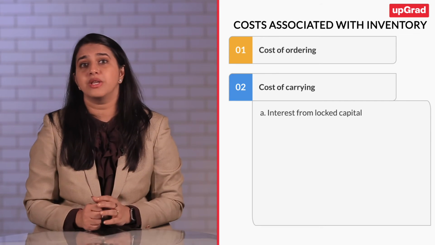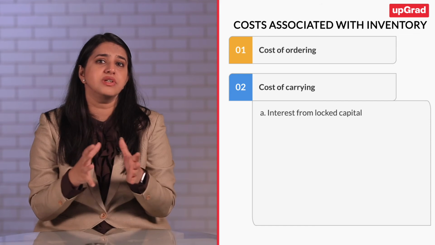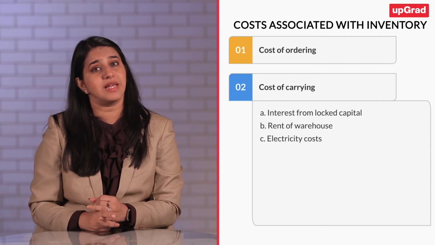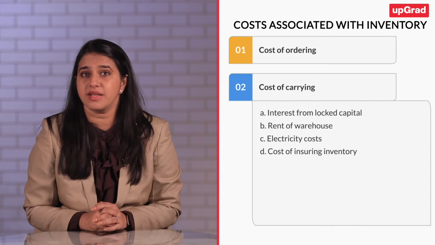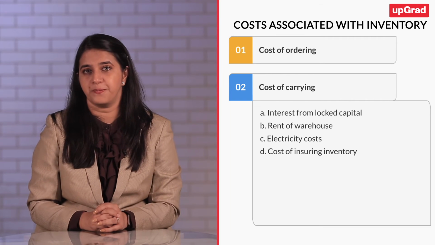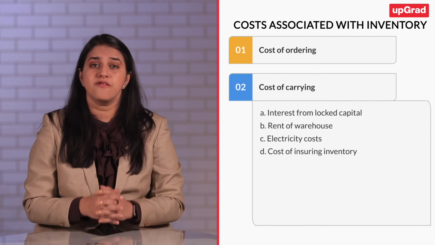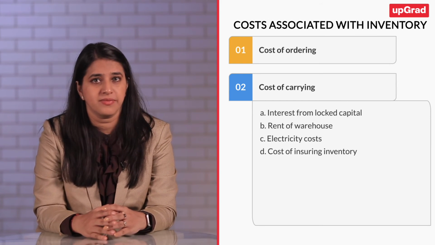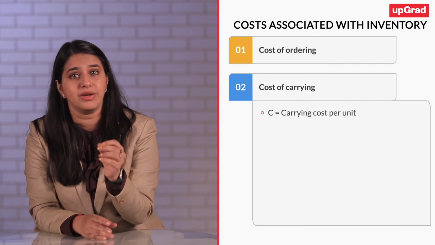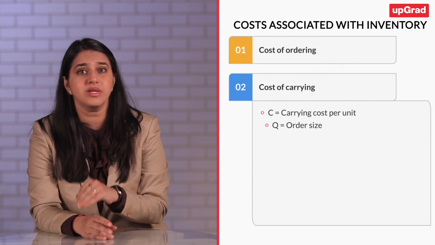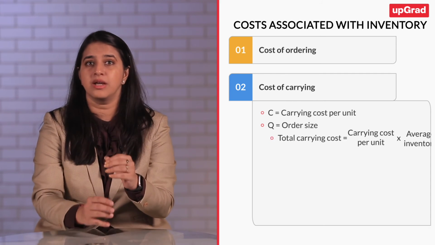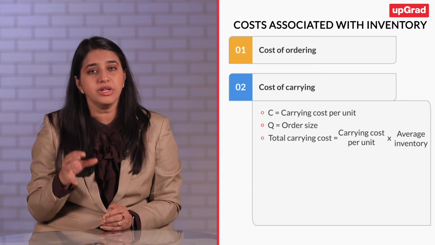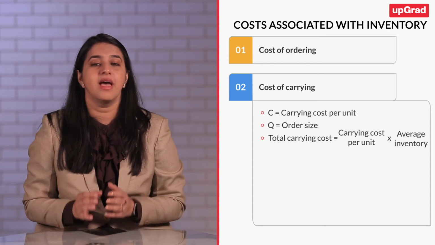The area where the goods are stored have different costs, such as the rent of the warehouse, the cost of electricity, the insurance against damage of stocks, etc. All these costs form part of the head called inventory carrying costs. If C is carrying cost per unit and Q is the order size, then cost of carrying is equal to carrying cost per unit multiplied by average inventory.